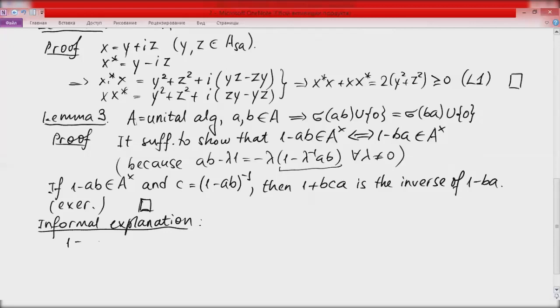Let's try to write an explicit formula for 1 minus AB inverse. Formally, this formula works only if our algebra is a Banach algebra and little a and little b are very small elements. Nevertheless, we have the following formula. We just write the usual progression: 1 plus AB plus AB squared, plus AB cubed, and so on. And this is our element C.